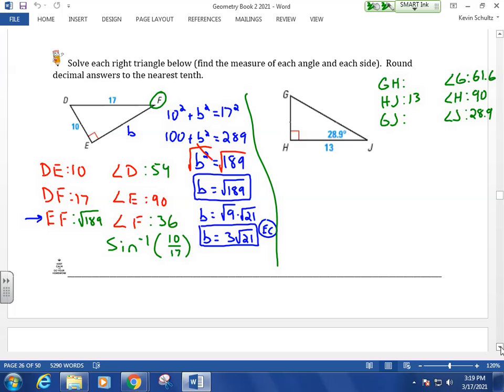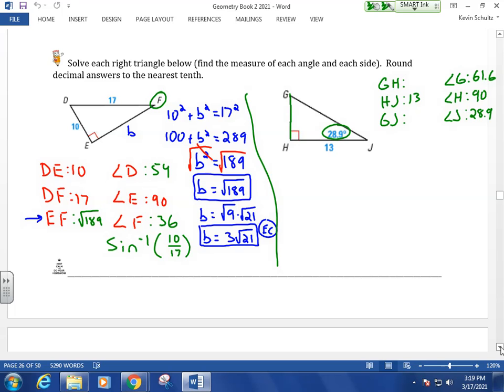And we're kind of locked into sine, cosine, tangent here because we only know one side. So we need to use sine, cosine, tangent to find a second one. But we can pick which side we want to find. And let's go for GH. Okay, let's look for side GH here. Okay. So what we're going to set up is from the angle that we're using, which is 28.9, GH is the opposite side.